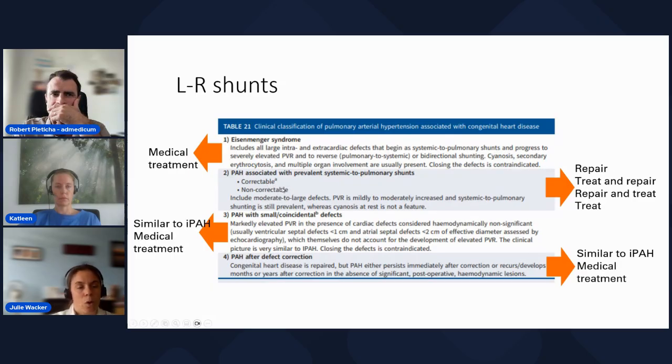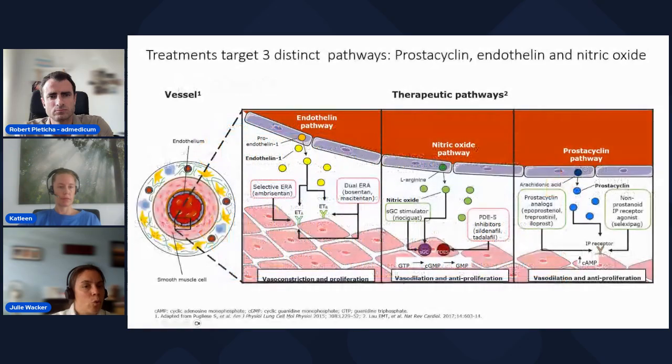And as I've highlighted before, we still need some evidence and some strong data to really know when a shunt is not closable. When you have a small defect, you have a PH that is not believed to be caused by the shunt, and they are treated similarly to idiopathic pulmonary hypertension. And pulmonary hypertension after a defect correction that persists or recurs is also treated medically. I'm not going to go too much into details about the medical treatments that we use, but you know that they are targeting three distinct pathways: endothelin, nitric oxide, and prostacyclin.